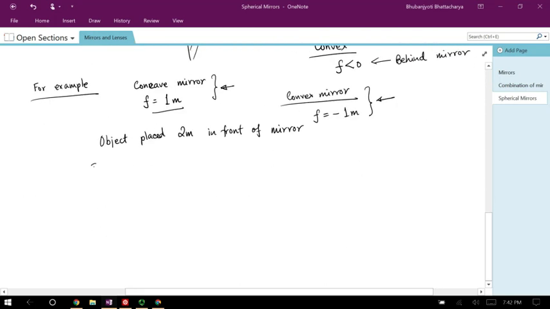So in this case, s is equal to 2 meters. It's always in front of the mirror, so it's positive. So now let's do the algebra. We have 1 over f is equal to 1 over s plus 1 over s prime. We know f and s. We need to find s prime.